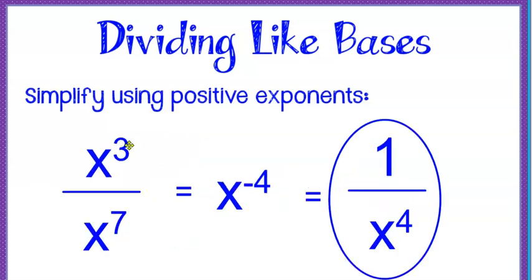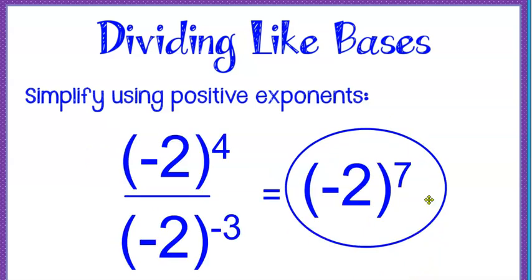In this example, when we subtracted 3 minus 7, we got a negative power. And since the directions say we have to use positive exponents in our answer, then we had to take the reciprocal by flipping this base over and making the power positive. X to the negative 4th is the same as 1 over x to the positive 4th.